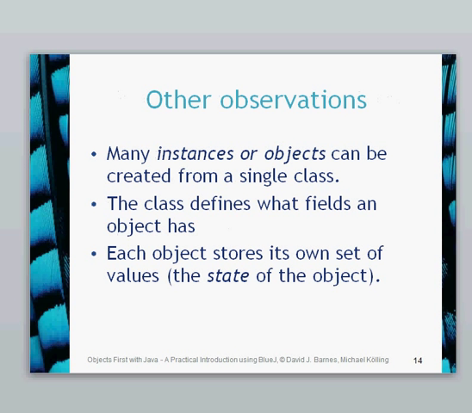Other observations for objects. Another word you need to use is the instance word. So an object is otherwise known as the instance of a class. So in many instances, all objects can be created from a single class. The class itself, so the code which you write, will define what fields an object has, so what fields and attributes. However, each object stores its own set of specific values, and this ultimately becomes the state of the object.